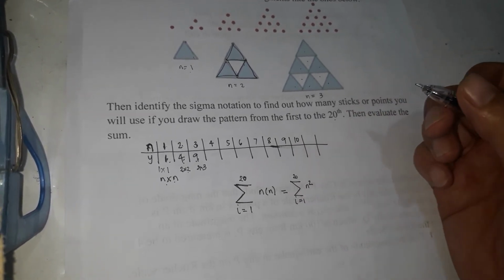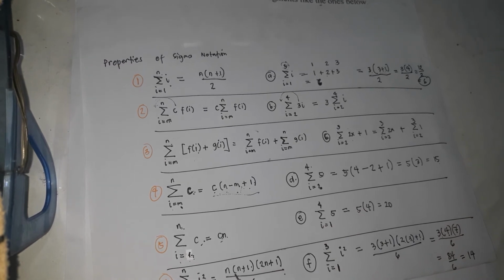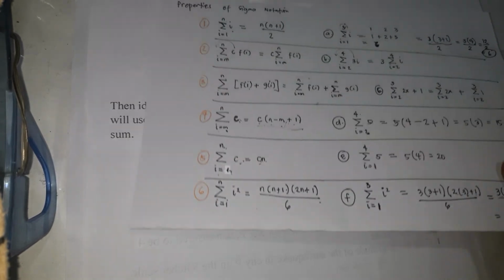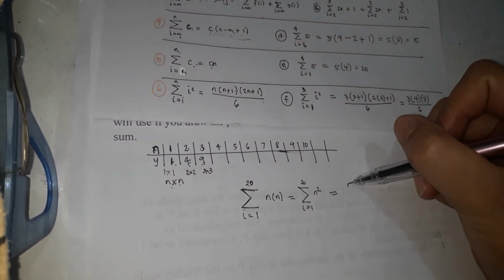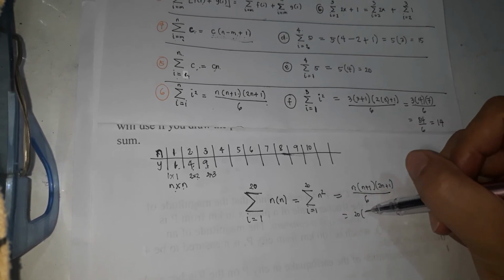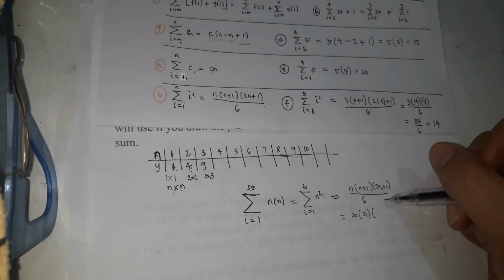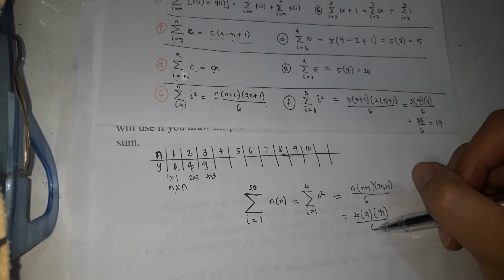Paano natin isosolve yung 1 to 20? So, if you do remember, ganito ang property. Kapag summation of i squared, it is equal to, di ba, i squared yan siya. Kapag ang i, i-change mo lang ng n. So, magiging summation of i squared is equal to n times n plus 1 times 2n plus 1 over 6. What is n? Yung sa taas, 20 times 21 times 2 times 20, 40 plus 1, 41, over 6.